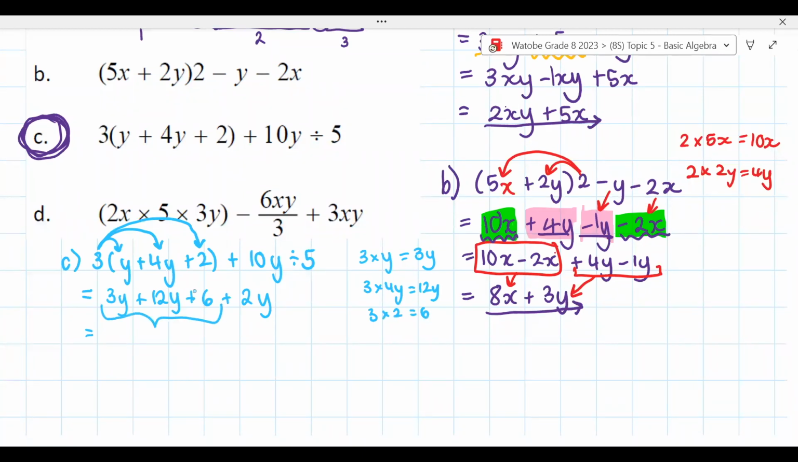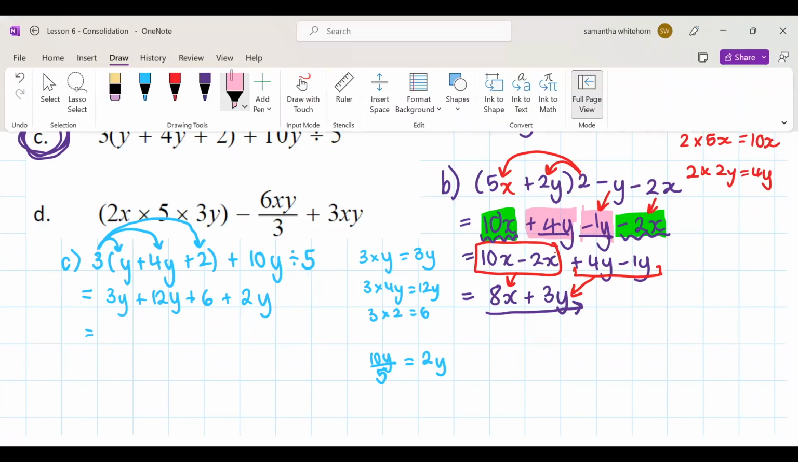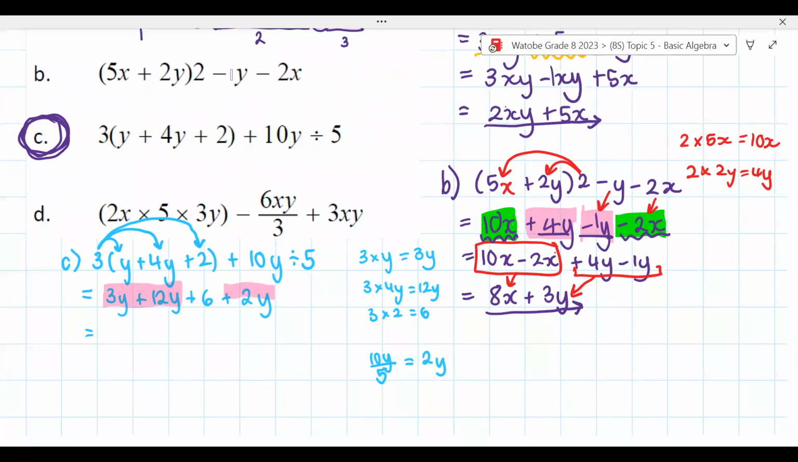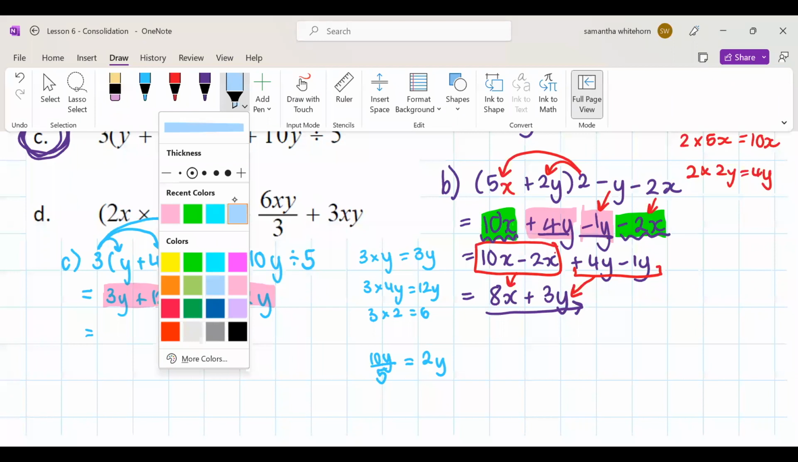Then we've got our division. So 10y divided by 5. 10 divided by 5 is 2, and then the y. So that's where the 2y came from. Now what we want to do is add and subtract our like terms, which means we must identify our like terms. So 3y, 12y, and 2y are all like terms. And then my little constant of 6 is just by itself.